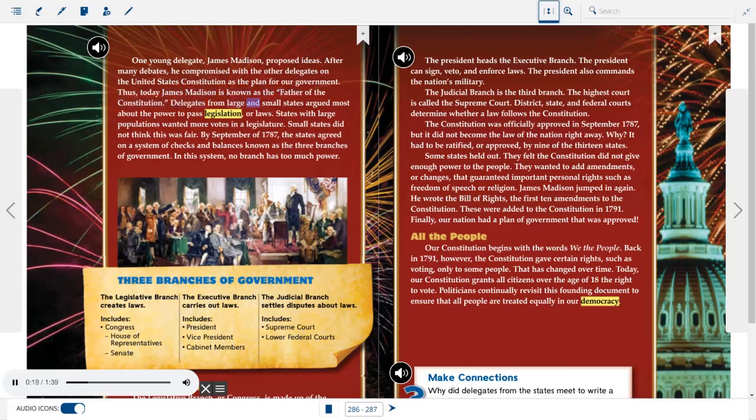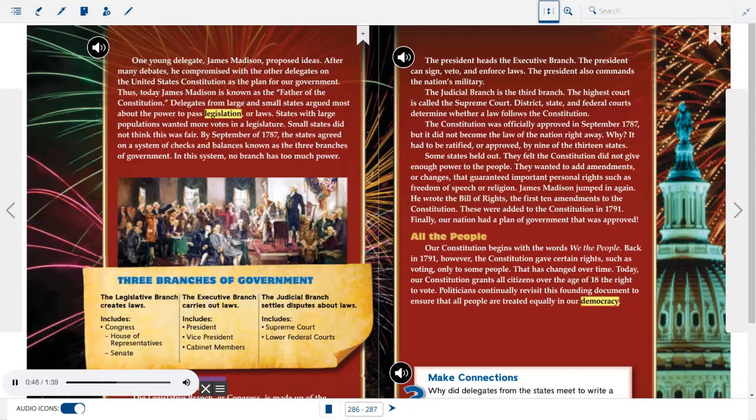Delegates from large and small states argued most about the power to pass legislation or laws. States with large populations wanted more votes in a legislature. Small states did not think this was fair. By September of 1787, the states agreed on a system of checks and balances known as the 3 branches of government. In this system, no branch has too much power.